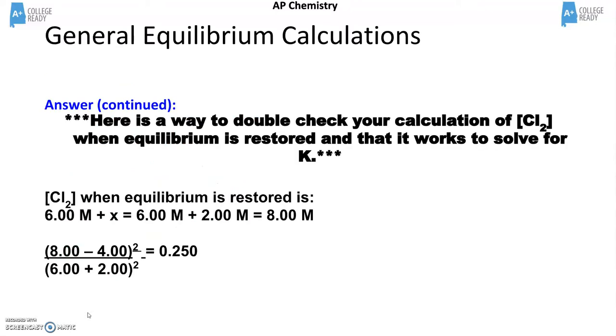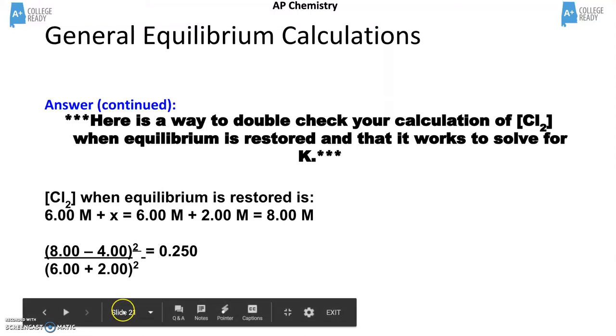Here's another way to double check your calculation of the chlorine when equilibrium is reestablished, and this works to solve for K. So plug it back in. Take that 6 molar plus x equals 6 molar plus 2 molar to 8 molar. Therefore, I incorporated my 8 molar minus my 4 molar solution with my 6 plus the 2, raise those both to the coefficient, and yes, I was able to get the same response as before.